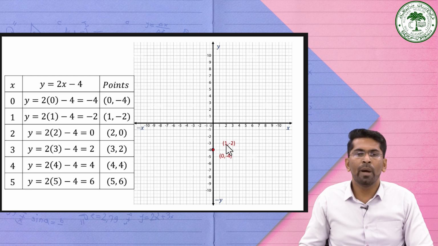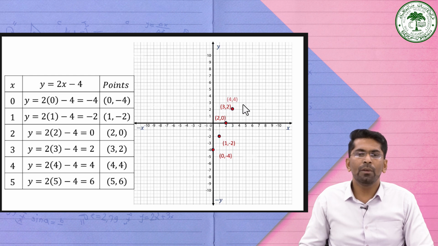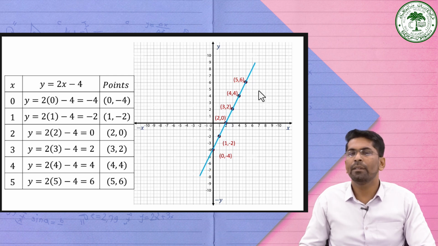When x is equal to 1, y is equal to minus 2. When x is equal to 2, y is equal to 0. When x is equal to 3, y is equal to 2. Then x is equal to 4, y is equal to 4. Then x is equal to 5, y is equal to 6. So we have different points here. We just interconnect these points so that we get a straight line. And this is the graph of the equation y is equal to 2x minus 4.